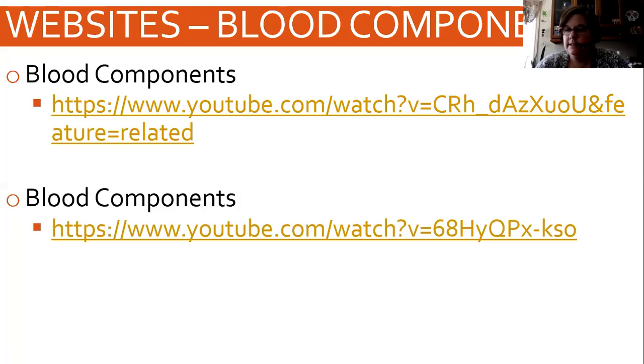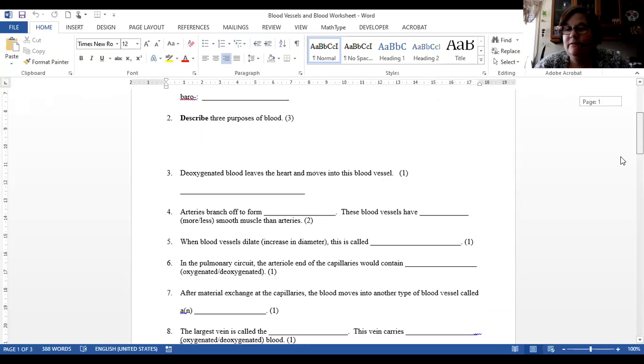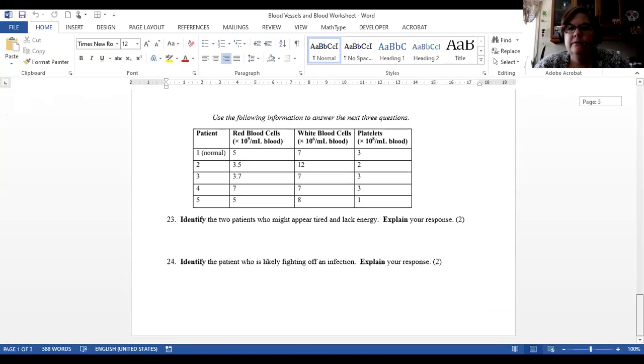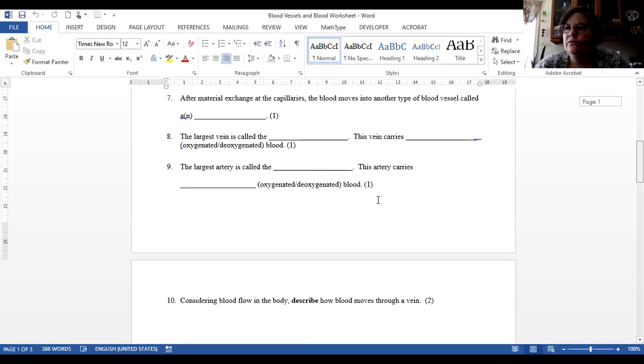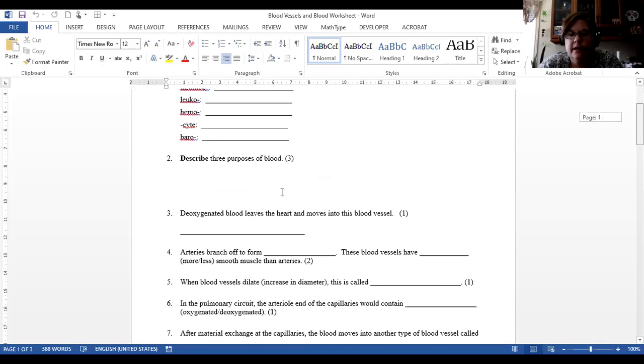All right, so I'm just going to take a look at our worksheet that I've assigned. All right, there we are. So this worksheet I assigned for you guys. This is due on Monday, but like I said, you could probably finish it before the end of the day tomorrow. And this just goes through what we've talked about so far in both the blood vessel lecture as well as this first part of the blood lecture, okay?